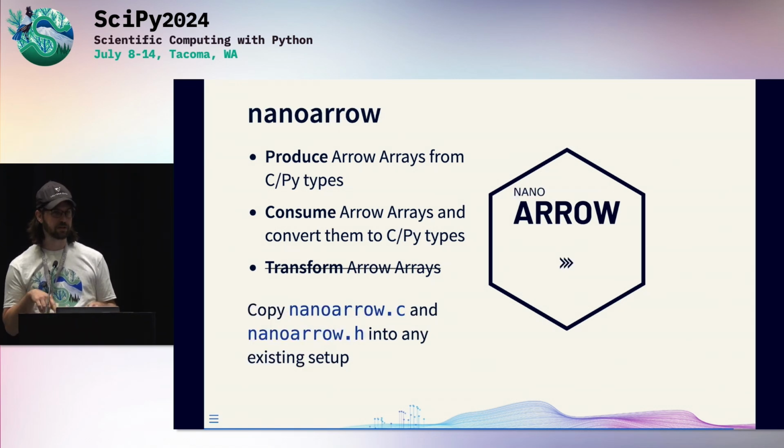nanoarrow leaves the transforming up to you. And as a result of leaving the transforming up to you, it nixes an incredible amount of complexity. So all that nanoarrow will do is help you make Arrow things. Or, given some Arrow things, it will help get you out of Arrow things to what you need to do. And very importantly, it ships as 2 files. There are a couple more files if you want to do IPC reading. And we also support the standard CMake and Meson and all that. But in general, you can slap 2 files into your Python package, and it will build pretty much anywhere.